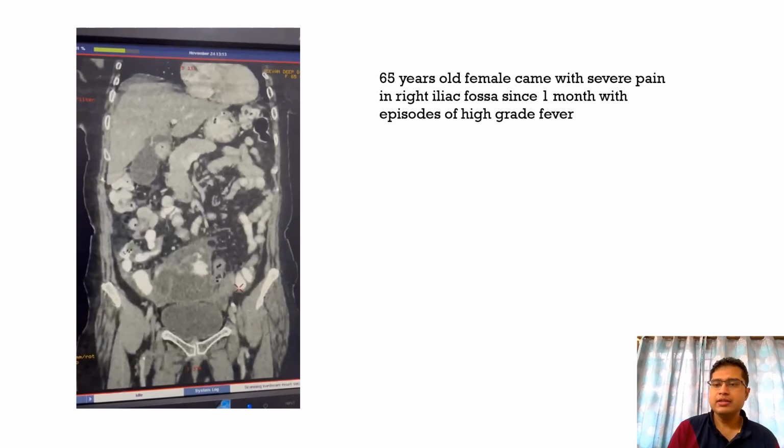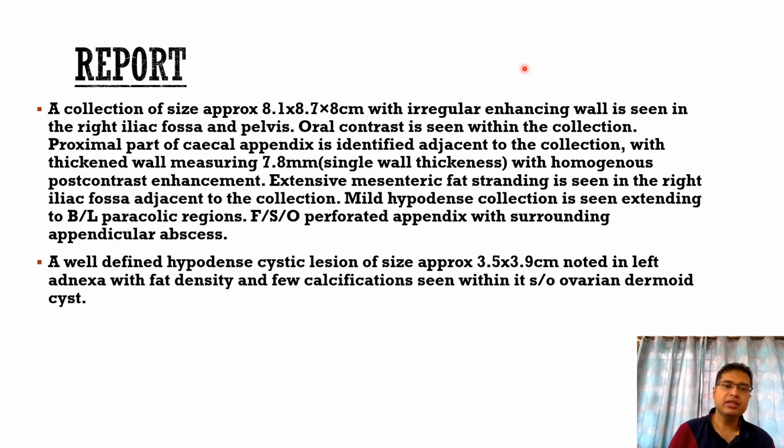So this is the report that I had given: a collection with irregular enhancing wall was seen in the right iliac fossa and the pelvic region, with oral contrast seen within the collection, which was suggesting there was some perforation in the bowel loops. And since the proximal part of the cecal appendix was seen adjacent to the collection with thickened wall and extensive mesenteric stranding was seen in the right iliac fossa adjacent to the collection and the appendix, it was suggestive of a case of perforated appendix with appendicular abscess. There was also a left adnexal cystic lesion with fat density and some calcifications, which was suggestive of ovarian dermoid cyst.